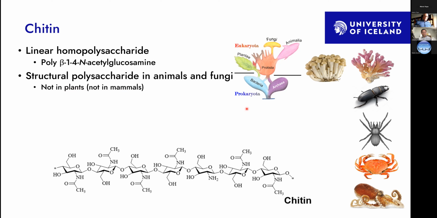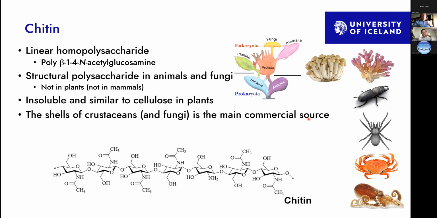However, it has very similar structure and properties to cellulose, and the only difference is, of course, that we have this N-acetyl group in chitin, whereas we have just hydroxyl groups in cellulose. Like cellulose, it forms very strong intramolecular hydrogen bonds, which makes it insoluble in almost all solvents, at least normal solvent systems.